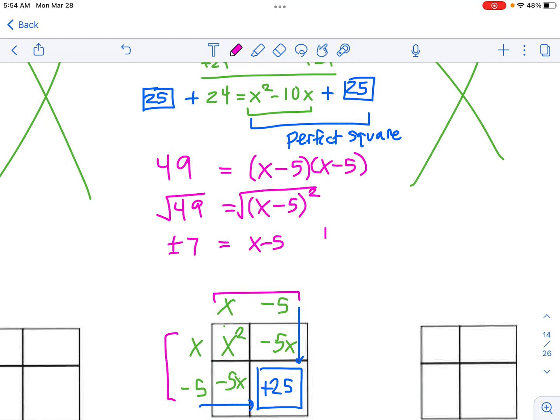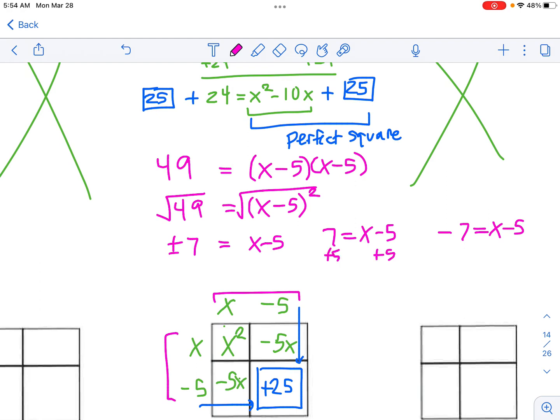So let's take the positive solution first. I guess I don't really have to write the plus. So 7 equals x minus 5. And then we could take the negative solution, which would be minus 7 equals x minus 5. Notice I'm changing the sign on the 7. Right, that's where we have the plus minus from square rooting 49.